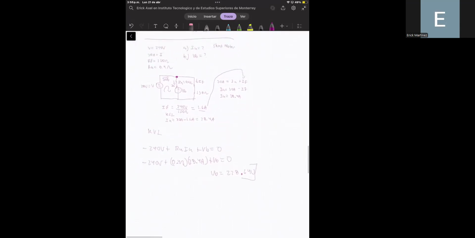So you can see that these problems related to shunt motors, no, are a little bit more complicated because the circuit is a little bit more complex. Okay, but again, you can use the Kirchhoff voltage law or the Kirchhoff current law in order to solve for all the variables of the circuit.